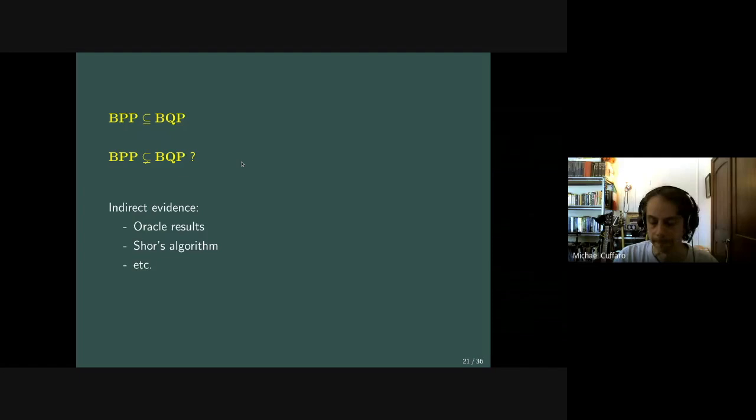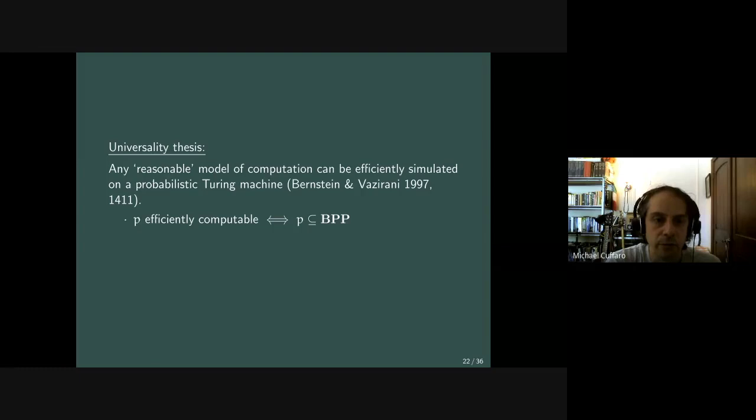Okay, so let's come back to the universality thesis. The way that Bernstein and Vazirani put it, it asserts that any reasonable model of computation can be efficiently simulated on a probabilistic Turing machine. And so what this amounts to is the claim that if P is an efficiently computable problem, then it's a member of the class BPP.